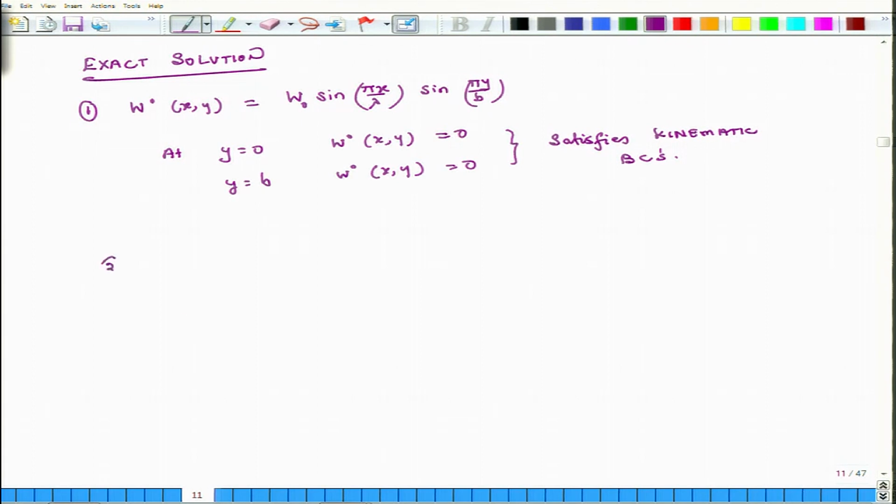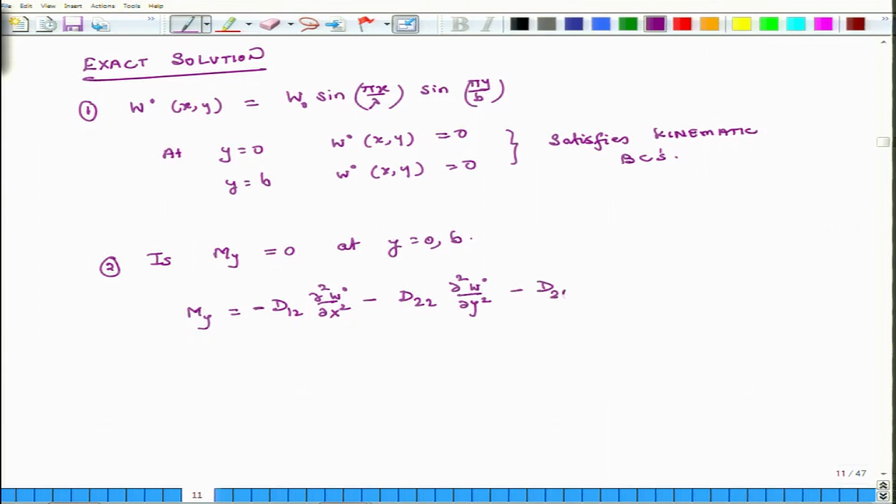The next thing we check is M y equal to 0 at y equal to 0 and b. So, what is M y? M y is equal to minus d 1 2 del 2 w naught over del x square, minus d 2 2 del 2 w naught over del y square, minus d 2 6 del 2 w naught over del x del y. Now, d 2 6 is 0 because of the material.